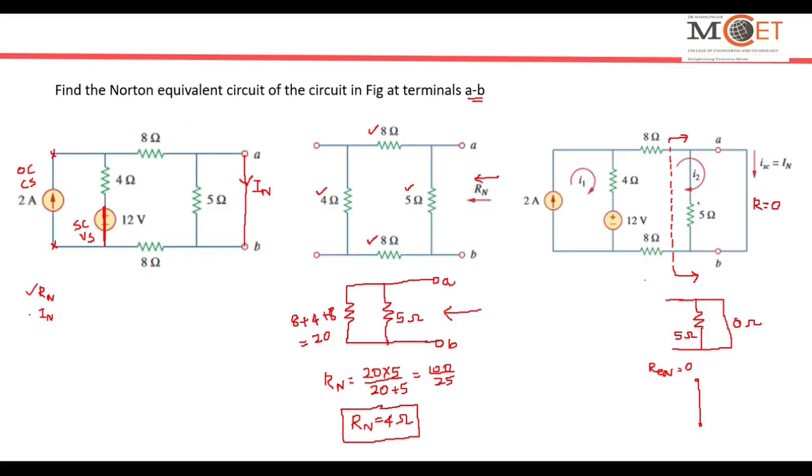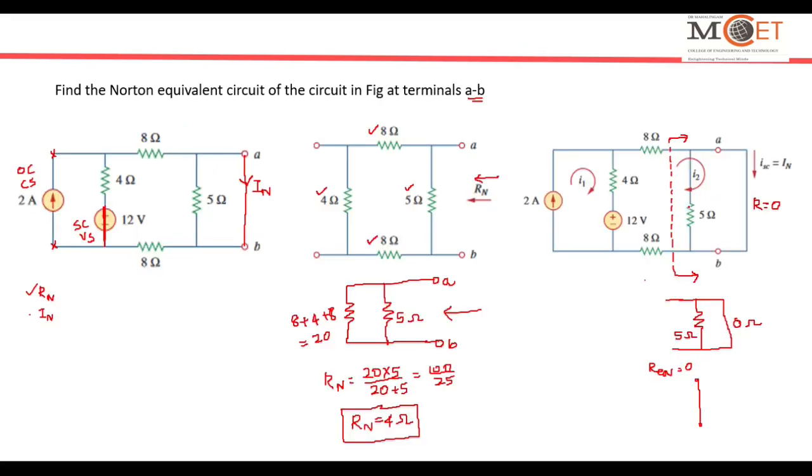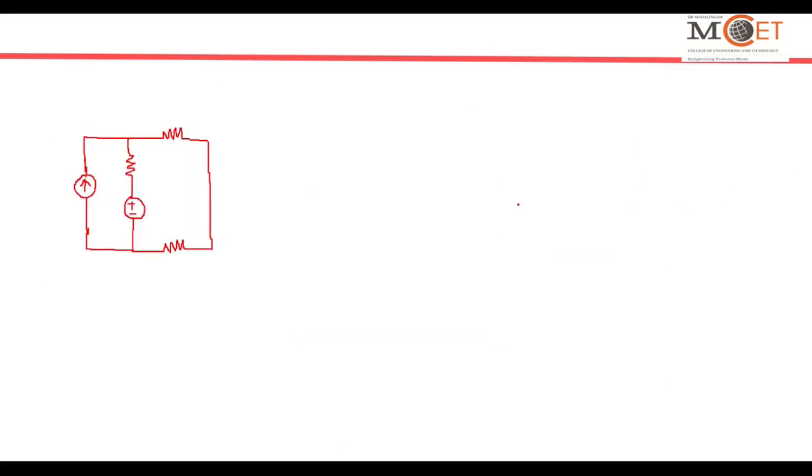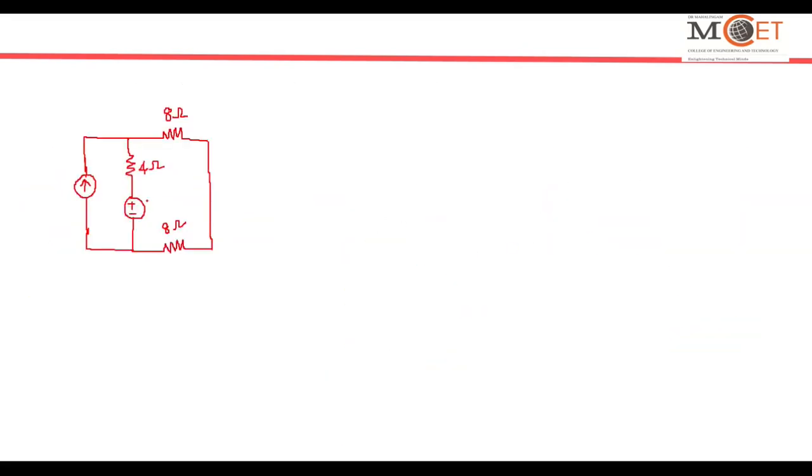And since this 5 ohm and this R and the shorted terminal is totally short, as I explained earlier, I can put a direct short here, because this 5 ohm resistance is becoming 0 by combining with the parallel short. So this 5 ohm does not come into picture. So let me write this: 8 ohm, 4 ohm, 12 volt and 2 amperes.